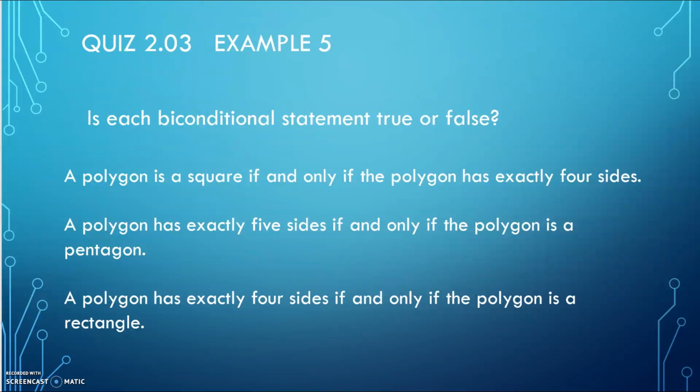Quiz 2.03, Reasoning Part 2, Example 5. Is each biconditional statement true or false?